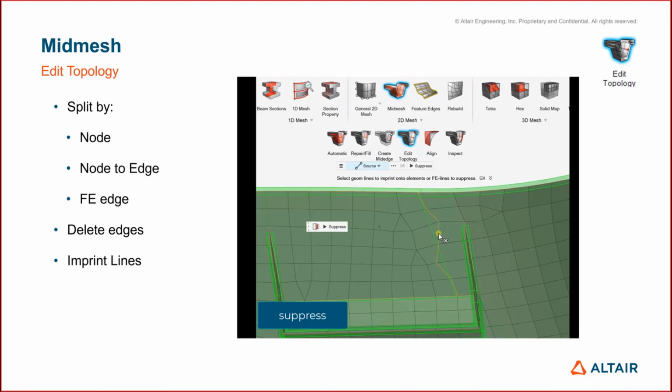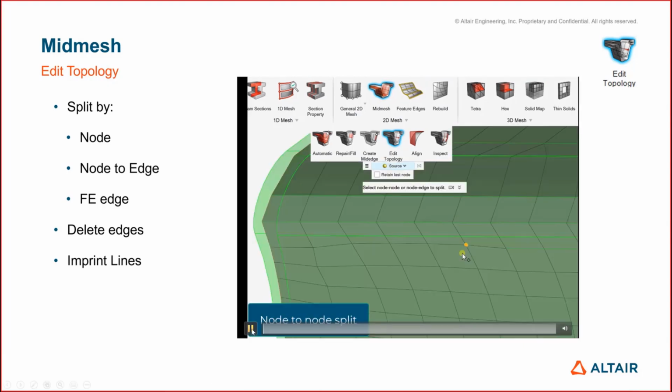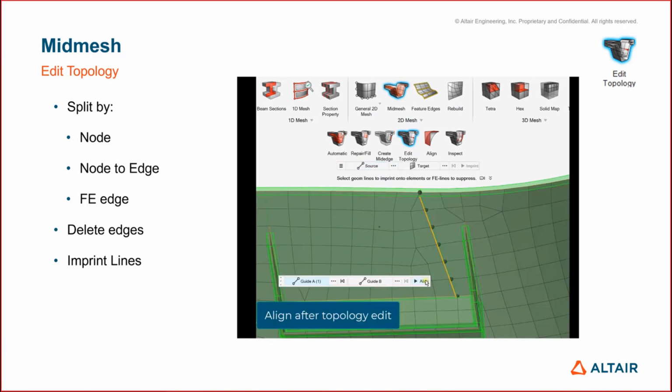If you select a line on the CAD, you will have the imprint option. And from the imprint, what we've done is that when you do an imprint, we automatically do an align option as well. The line you select to imprint will be used, and then you can just hit the align button. We've reduced the step of moving from one context to another.